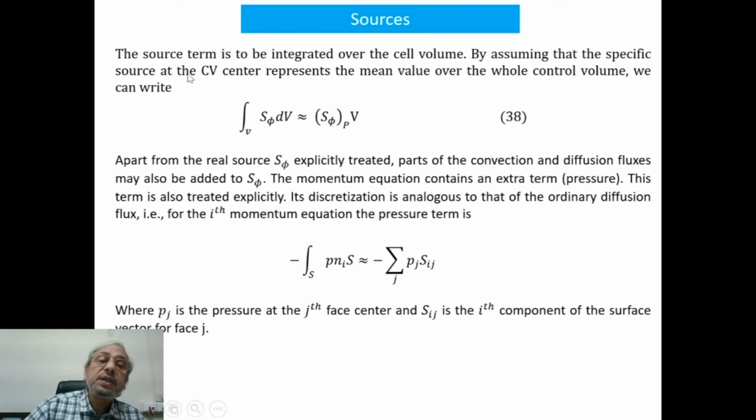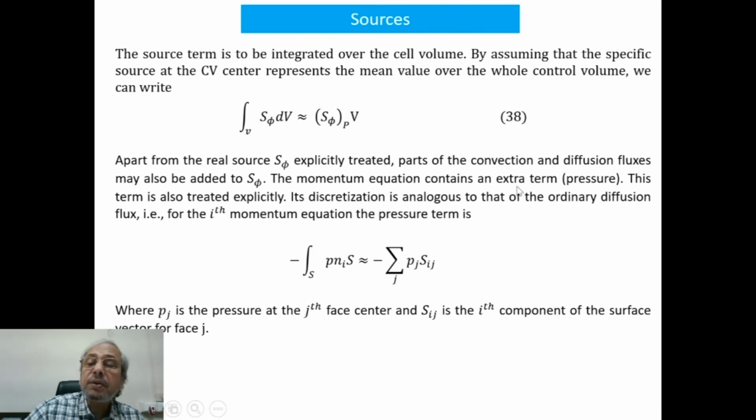Then we consider the source term. This is to be integrated over the cell volume by assuming the specific source at the control volume center. Then we can write that the volume integral of S phi dV is S phi defined at point P into the cell volume. So apart from S phi explicitly treated, parts of the convection and diffusion fluxes may also be added to this term.